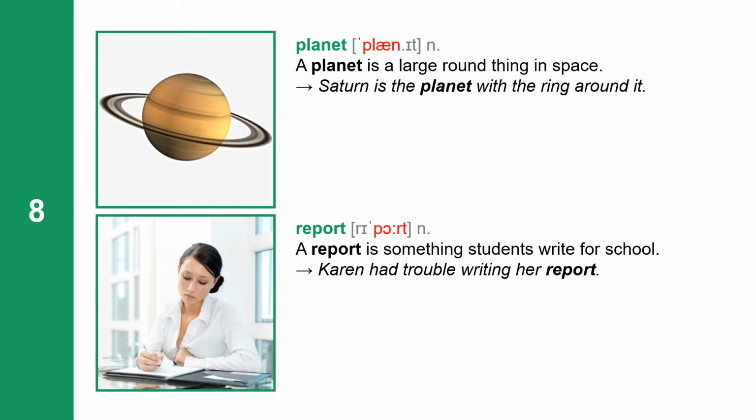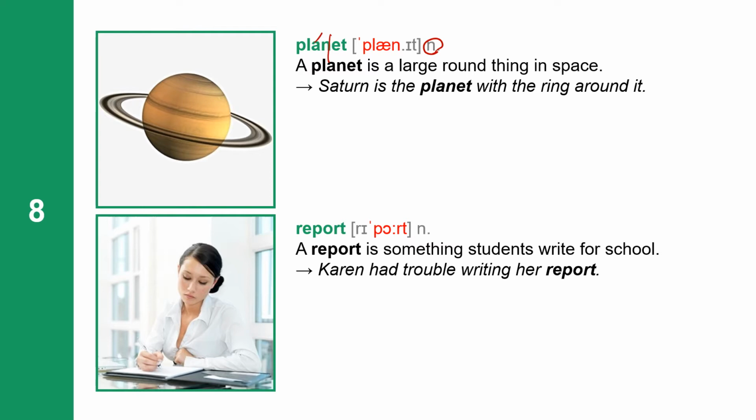Next word, planet. Accent on the first syllable. Planet is a noun. A planet is a large round thing in space. Saturn is the planet with the ring around it.